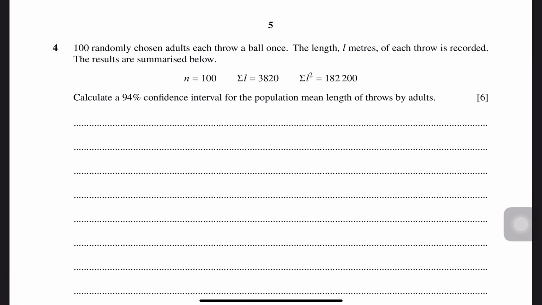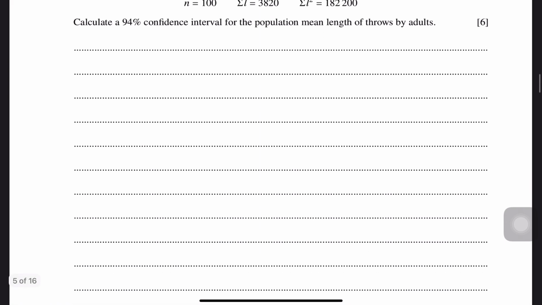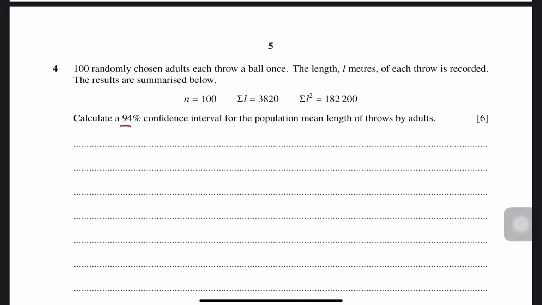Okay, then it says 100 randomly chosen adults throw a ball once. The length L meters of each throw is recorded. The results are summarized below. Calculate a 94% confidence interval for the population mean length thrown by adults. When I want to calculate the confidence interval, I need the value for x bar, I need the z value, I need sigma, and I need to divide by root n. So x bar plus or minus z into sigma divided by root n.